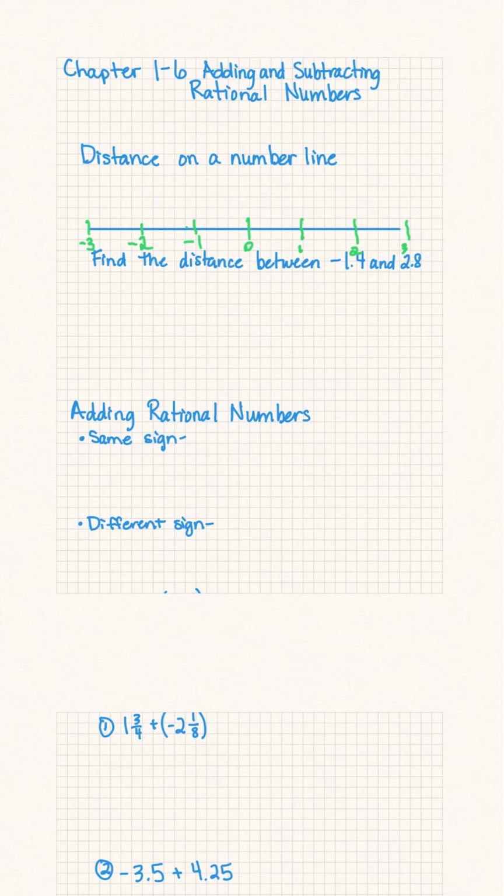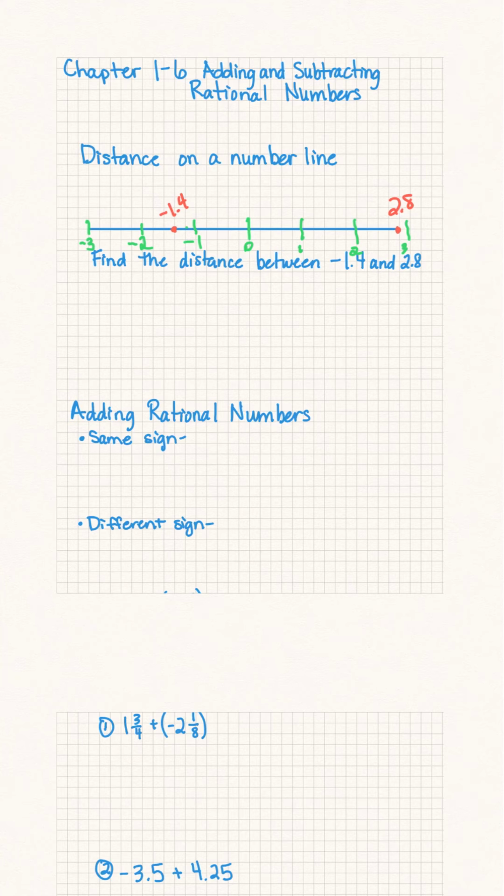So negative 1.4. You can kind of estimate here. I did it so each of the spaces between the lines were worth 2. So therefore this should be negative 1.4 right here. And then 2.8 is going to be right here, and that's a positive.